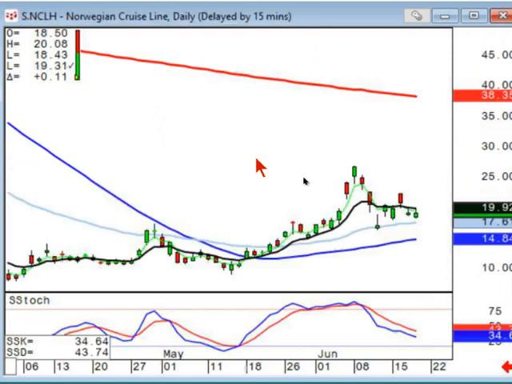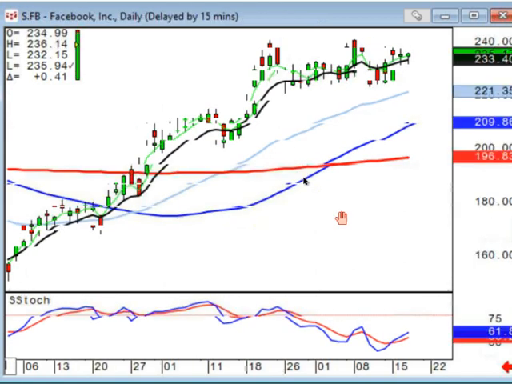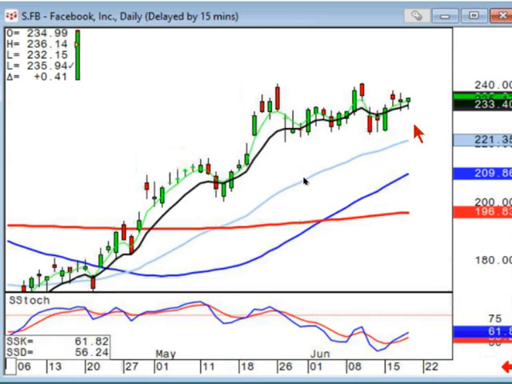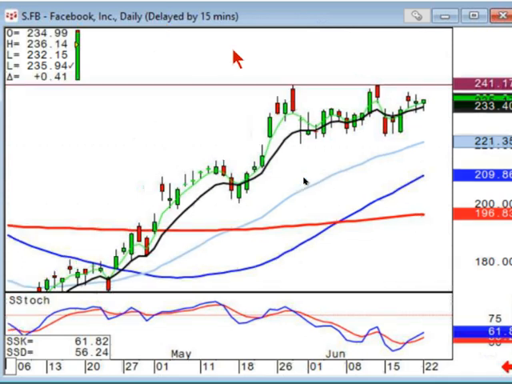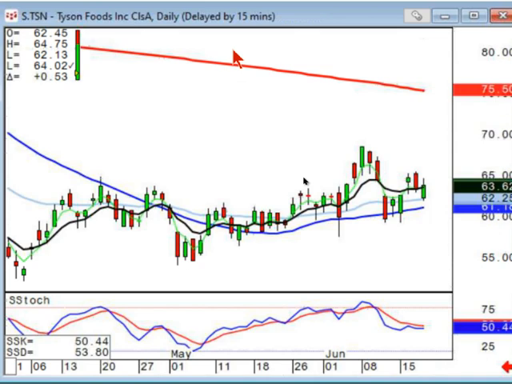Norwegian, another one. Wouldn't be long or short. Those have gone dead. Hess, same thing on the oils. They've kind of gone dead. They're going sideways. Would be someplace else. Facebook is just moving sideways. If it doesn't open positive tomorrow, I'd close it out. You can always buy it back when it comes up through that level. Tyson, nothing. No direction. I'd be someplace else.